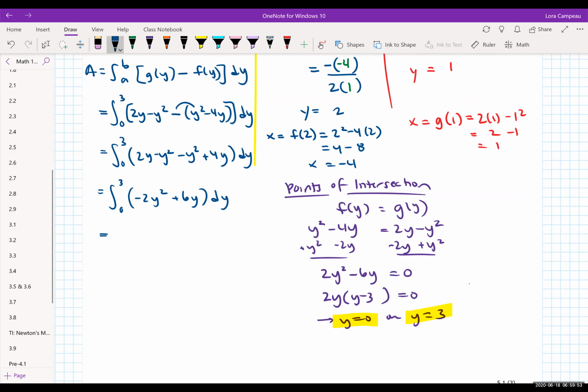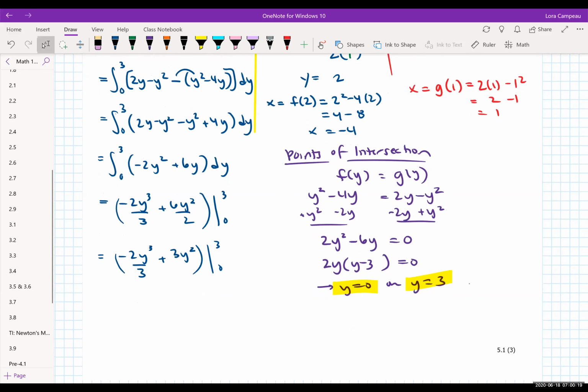So if we're going to integrate, we should get negative 2y cubed over 3 plus 6y squared over 2, all evaluated from 0 to 3. And so we can clean it up just a little bit. Negative 2y cubed over 3 plus 3y squared, still evaluated from 0 to 3. Now we're lucky that lower limit's 0, so all we have to worry about is plugging in that 3 to our function, because you would end up subtracting off 0 anyways.